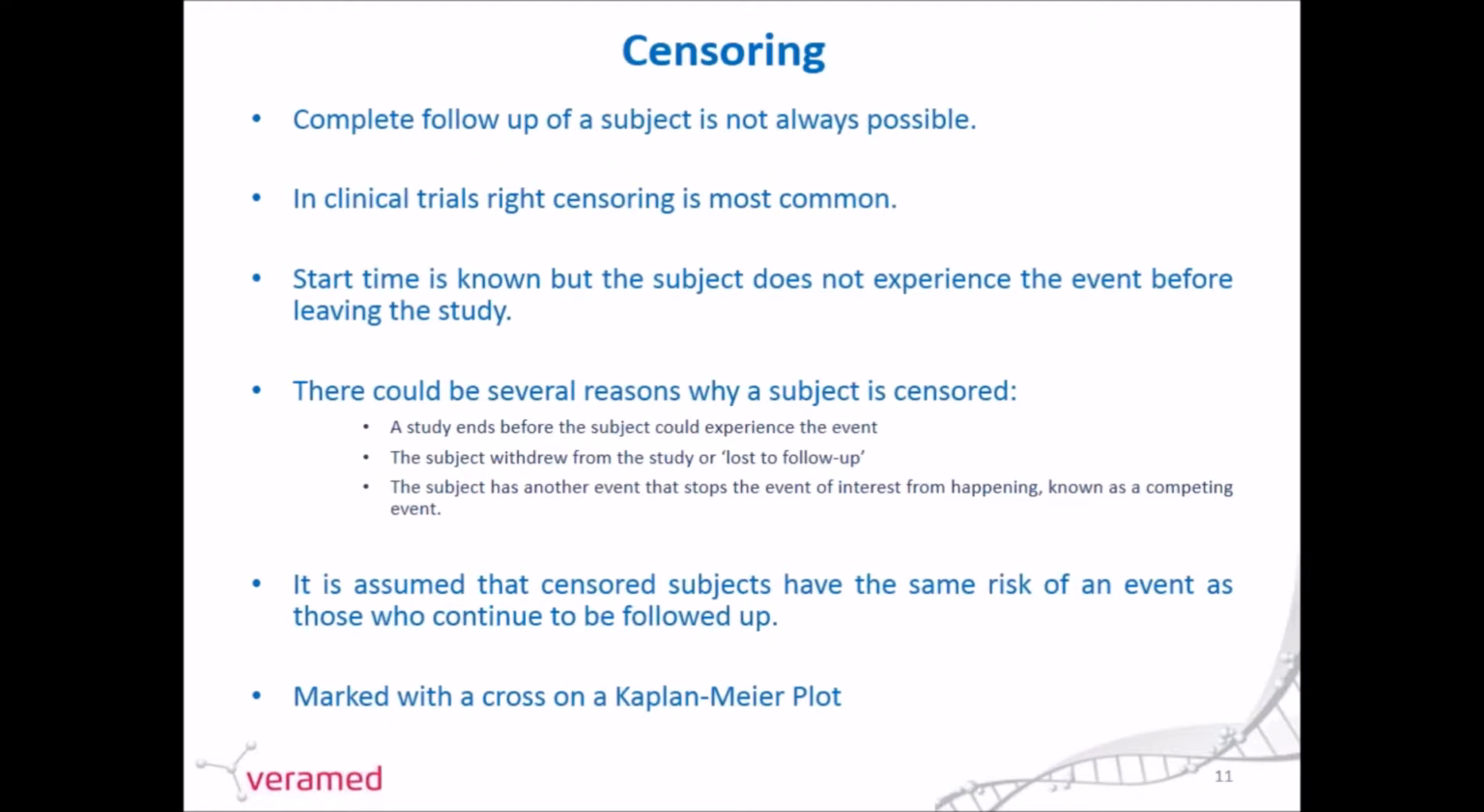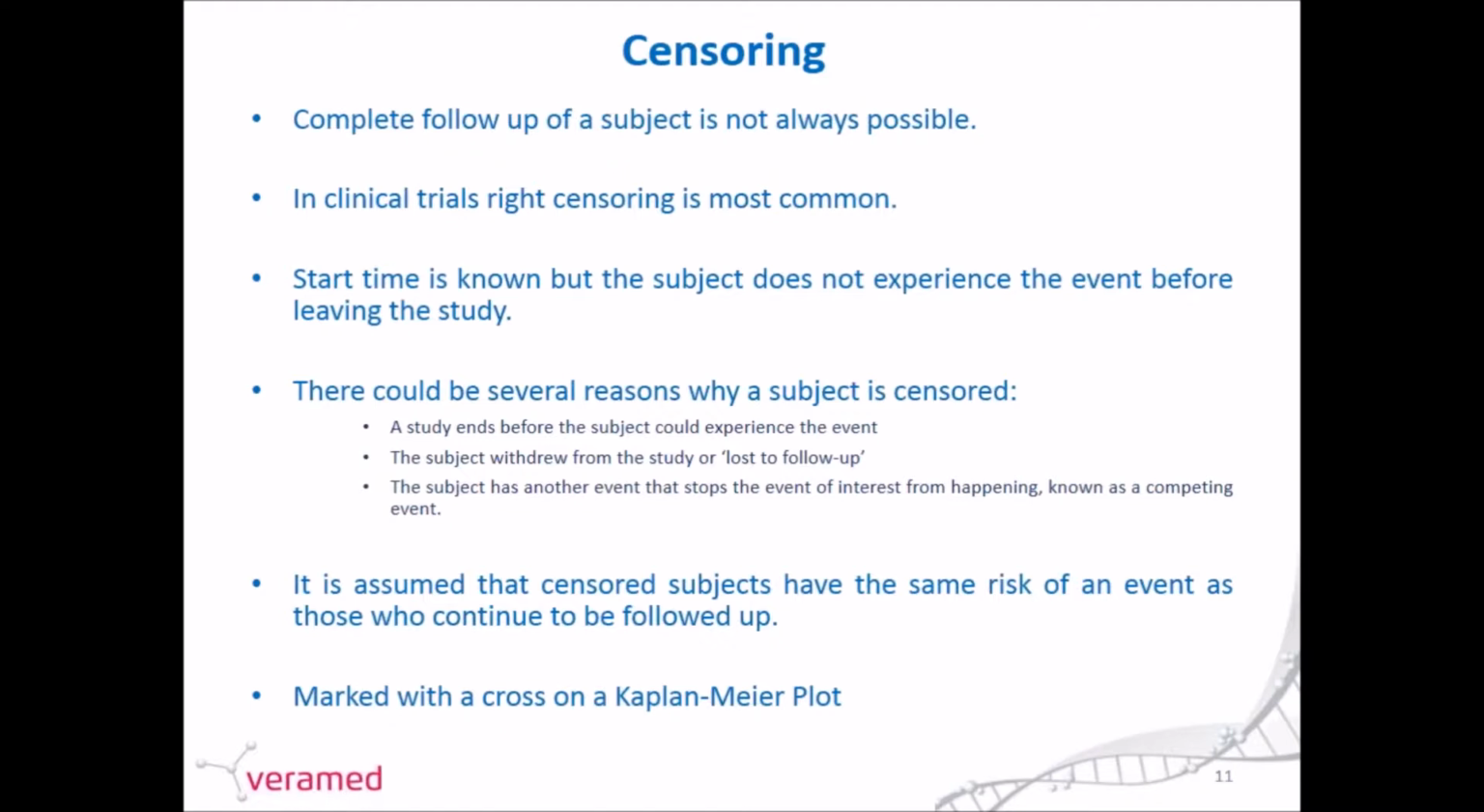And there could be several reasons why this could happen. You could have the study ending before the subject experienced the event, in which case you wouldn't know the time until the event occurred, but it would also be incorrect to say that the subject would never experience the event. The subject could withdraw early or be lost to follow-up during the study, or they could have what's known as a competing event, which is another event that stops the event you're interested in from happening.